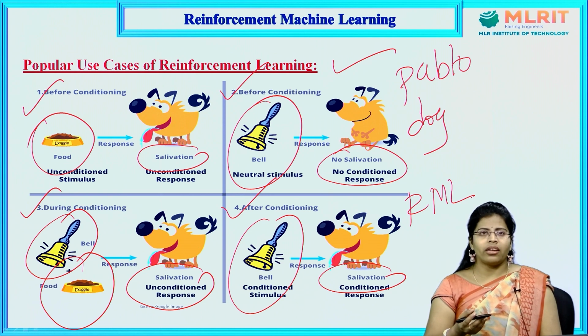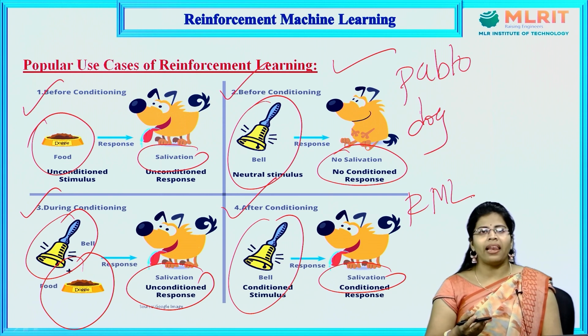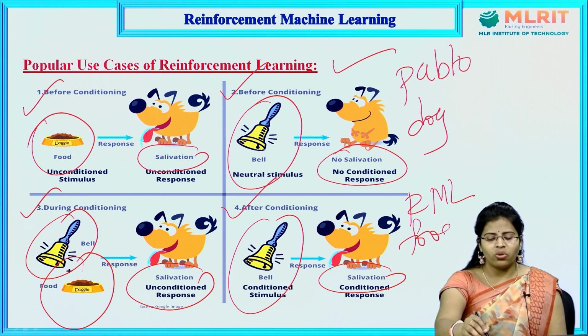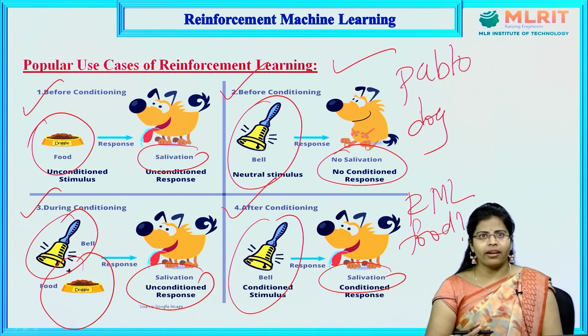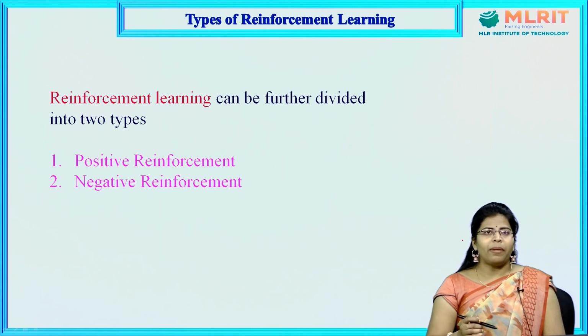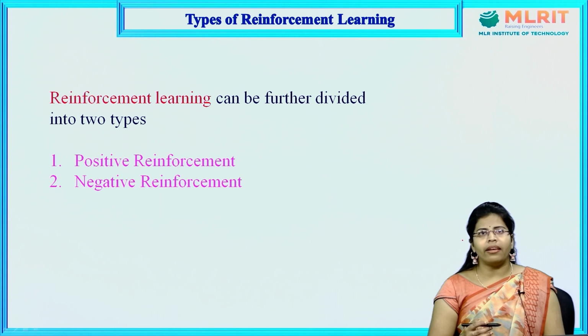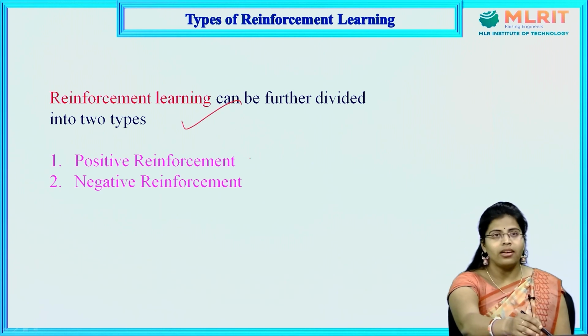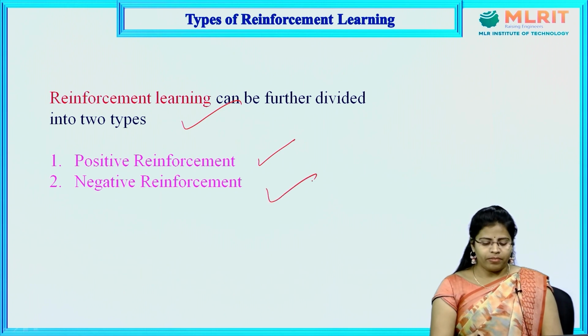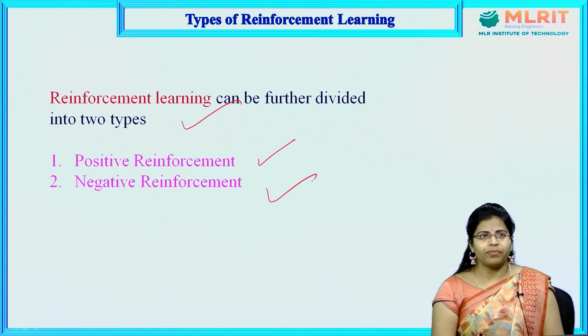So based on that, the dog thought that when the bell rang, Pablo would get the food for it. So that's how the reinforcement machine learning training has been done to the dog. Then coming to types of reinforcement learning. Reinforcement learning can be further divided into 2 types, that is positive reinforcement and negative reinforcement. Let me discuss each in detail.